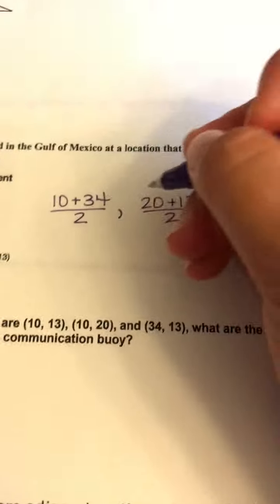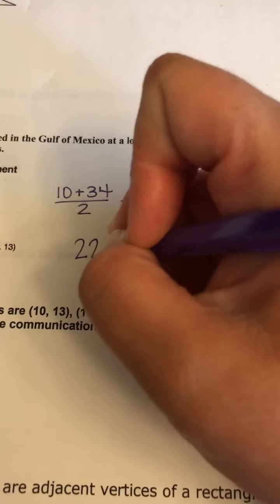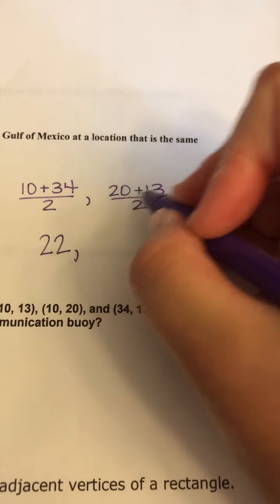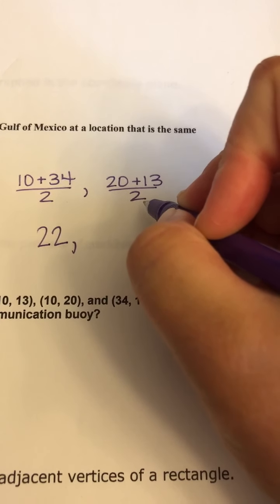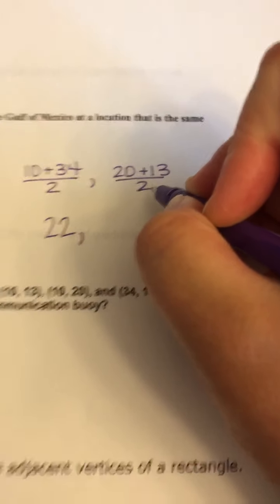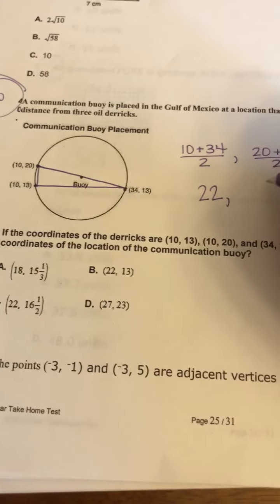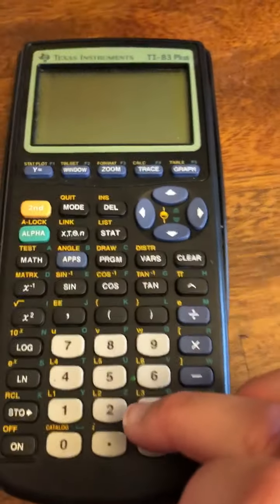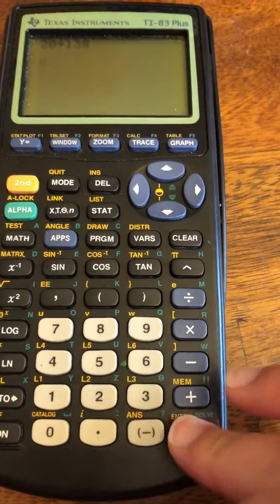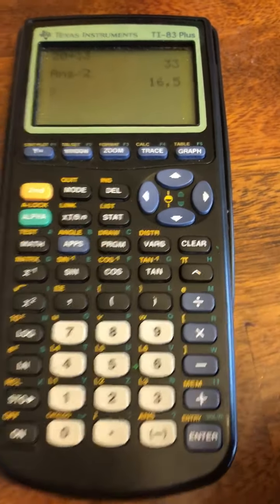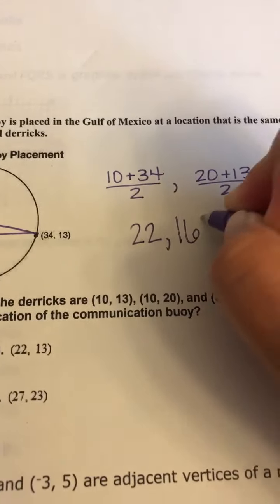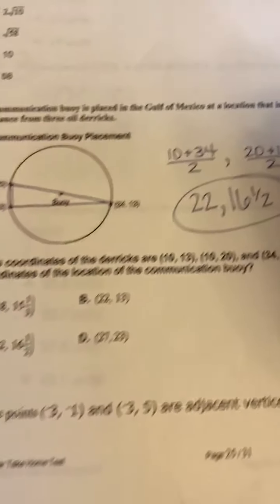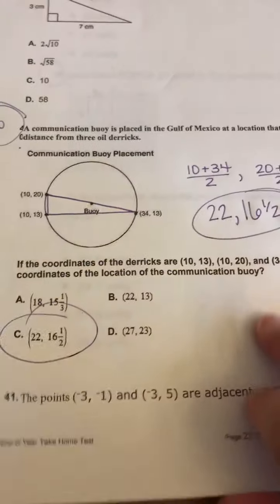So 10 plus 34 would give you 44. 44 divided by 2 is 22. And then 20 plus 13 would give you 33. And then 33 divided by 2 would give you 16 and a half. Just to check my math, divided by 2. Okay, so 16 and a half. So that would be the ordered pair for your buoy. So 22, 16 and a half would be C.